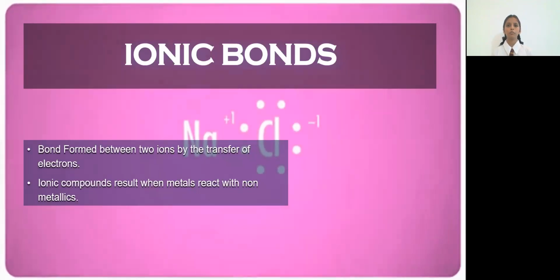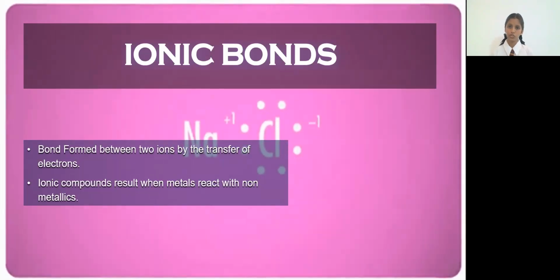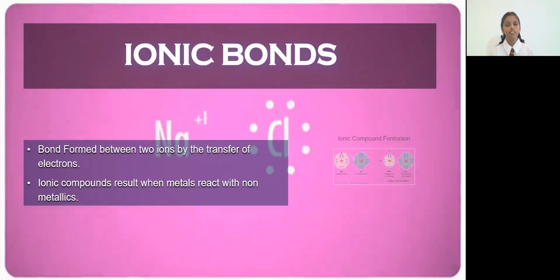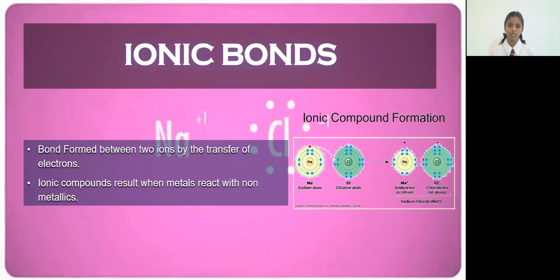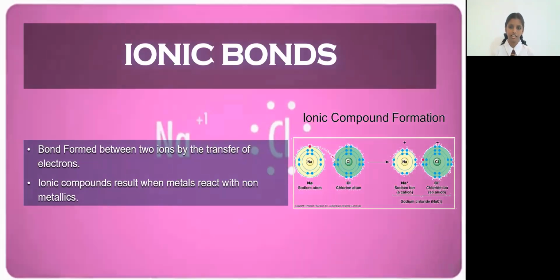You may think how ionic bonds are formed. Let me tell you. Ionic bonds are formed when metals react with non-metals. As an example, if we consider sodium chloride, sodium is a metal and chlorine is a non-metal. Sodium gave an electron and became the cation, while chlorine took that electron and became the anion. The bond formed due to this transference of electron is the ionic bond.